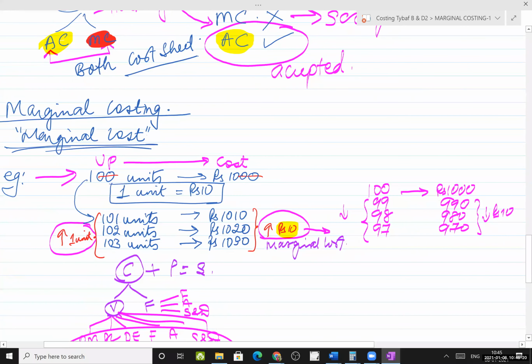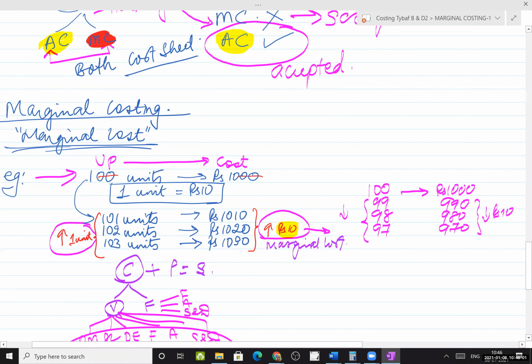Okay, समझ में आ रहा है whatever I am saying? So marginal cost is that increase or decrease in 1 unit of output. Okay, increase or decrease of total cost from the existing level of output. Okay, and this increase or decrease is obviously variable in nature because they are changing with respect to output. So marginal cost is composed of all variable cost, obviously, which includes direct cost, direct material, direct labor, direct expenses.